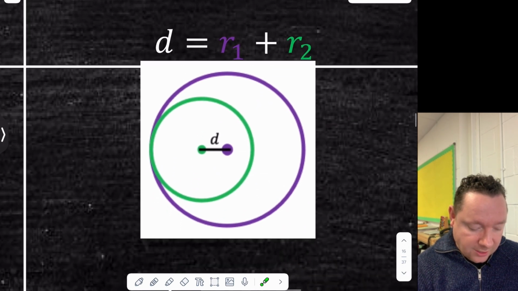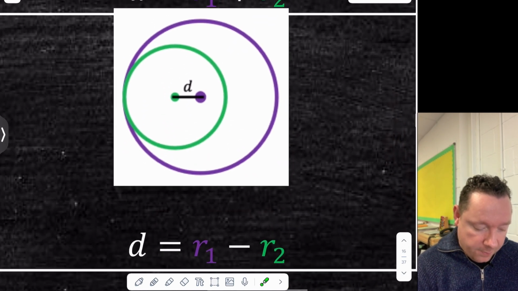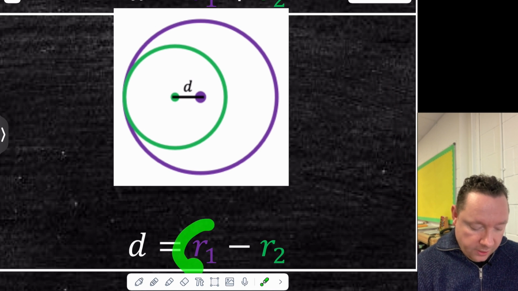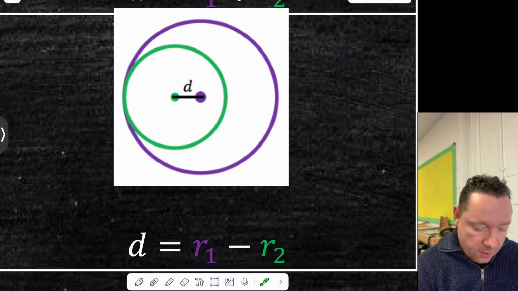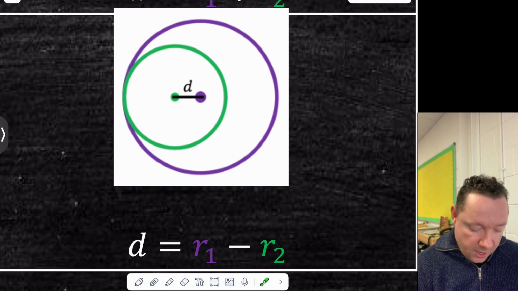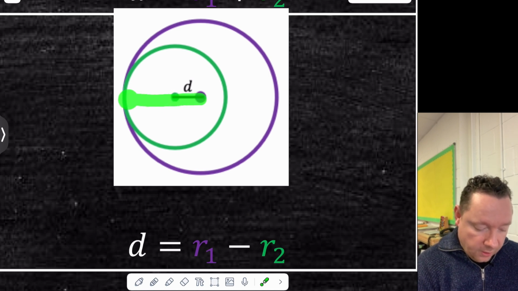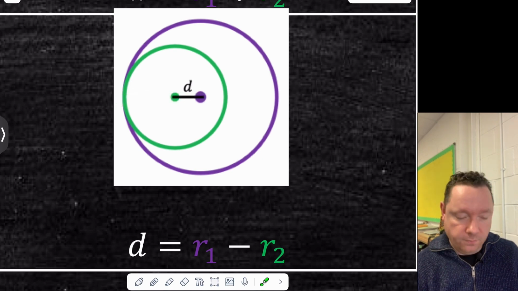But we could touch inside the circle, and if that happens, if we take away the radiuses, the big one minus the small one, that equals exactly the distance drawn. Now you can see that because imagine I drew this big one here, and then that one goes to there. I'm just taking away that distance to get this bit in the middle.